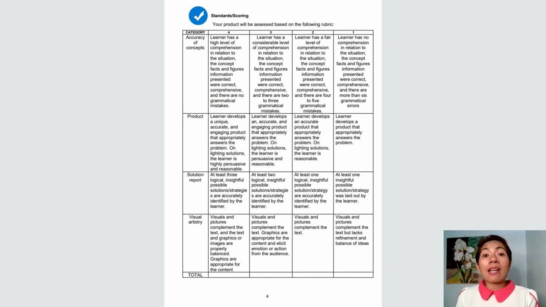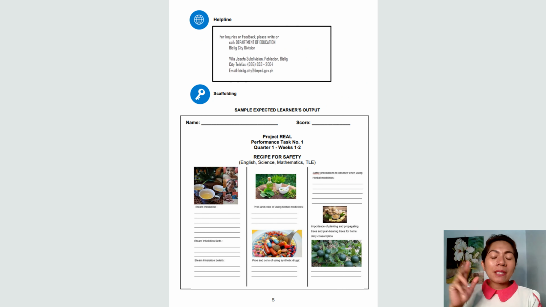Okay, here's the rubric. Isa lang po dapat ang rubric natin in our PT. This covers all the learning areas being integrated in this PT. So, accuracy of concepts. Ito po yung category natin or indicators. Accuracy of concepts, product, solution report, visual artistry, kasi nga brochure should be appealing to the eyes, it should be convincing, no? Dapat may aesthetic value. And then total, so the scores are 4, then 3, 2, and 1. Okay, malapit na po tayong matapos.